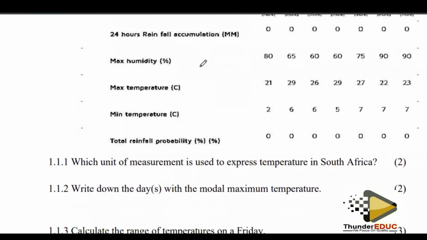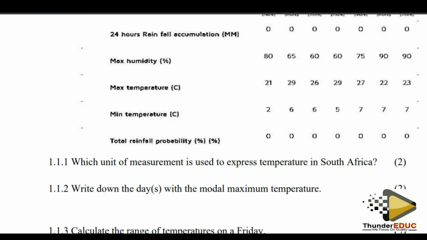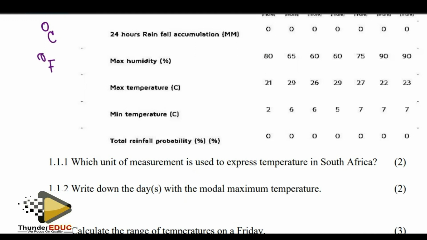They ask us which unit of measurement is used to express temperature in South Africa. Remember, we have two types of temperature. One is Fahrenheit, and the other is what? So these are degrees. One is metric, so we use this. This is the metric one, and Fahrenheit comes from what we call the imperial.